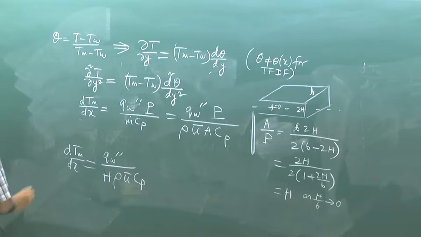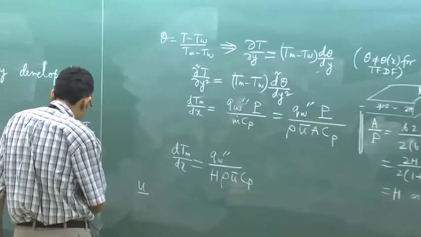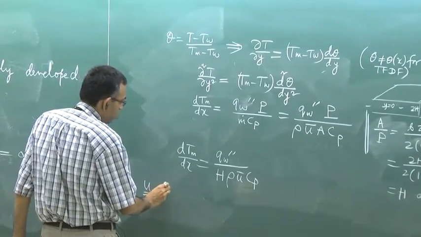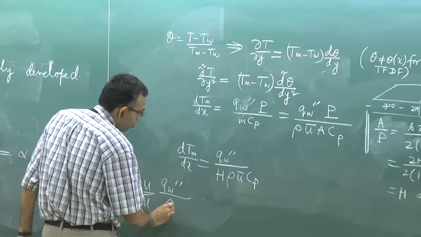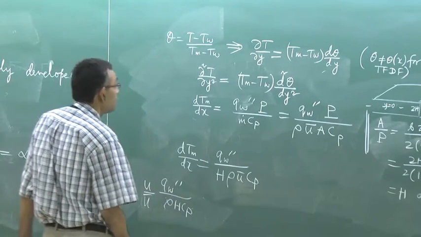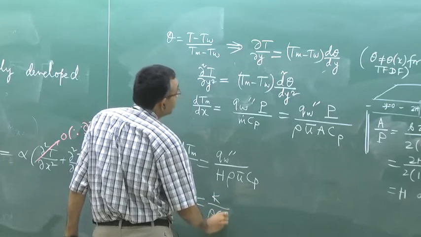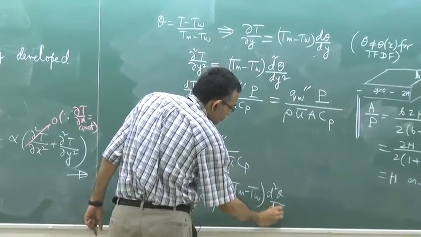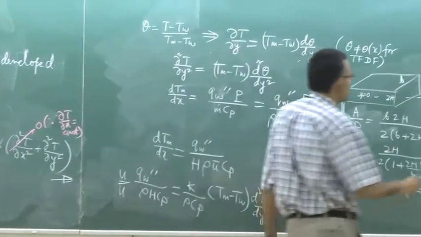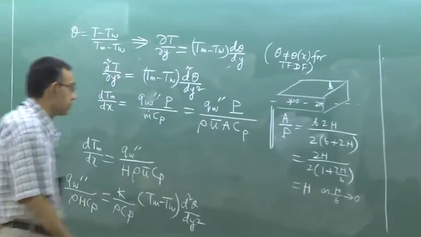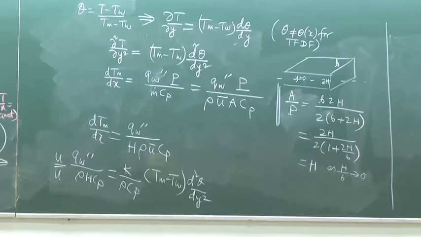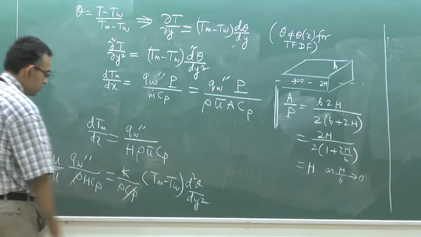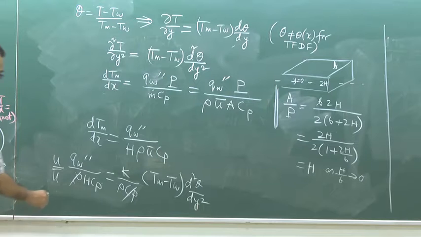So u dTm dx is u by u average. So we are writing this differential equation. u dTm dx is u by u average into Q double prime by rho h Cp is equal to alpha, alpha is k by rho Cp, into Tm minus T wall into d2 theta dy2. So then rho Cp gets cancelled.